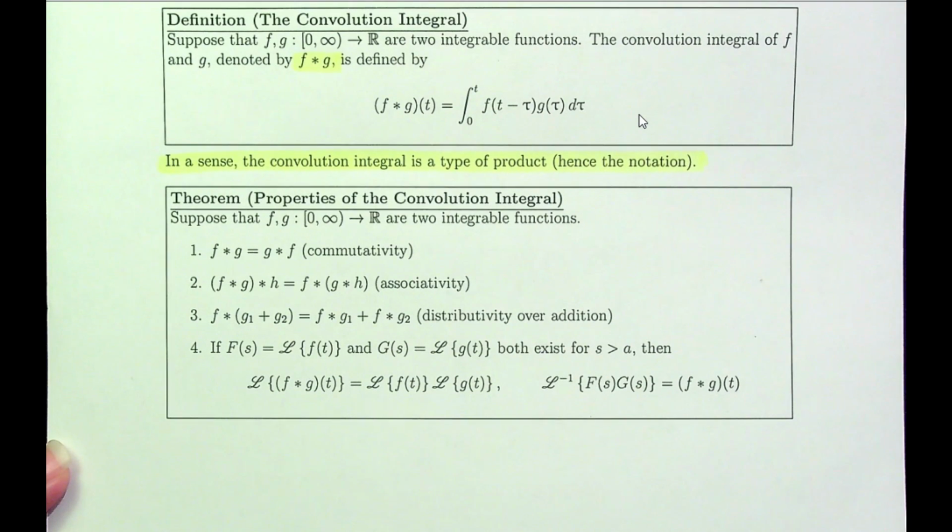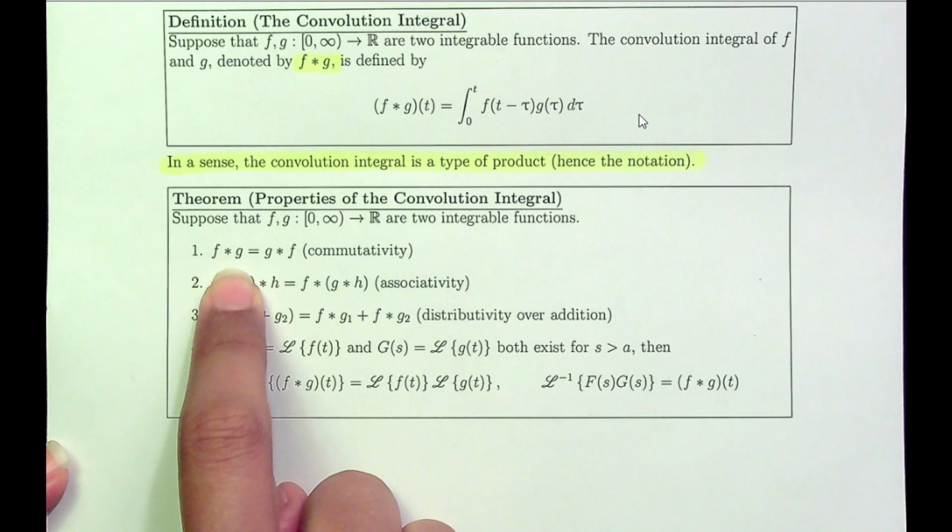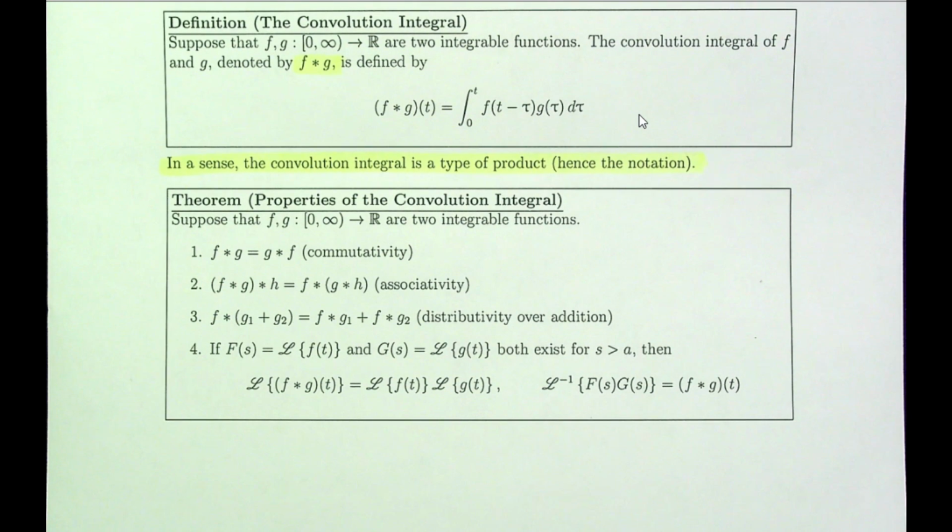Okay, so here are the properties. The very first one says that the order in which you compute a convolution integral does not matter. So the convolution integral or convolution product is commutative.